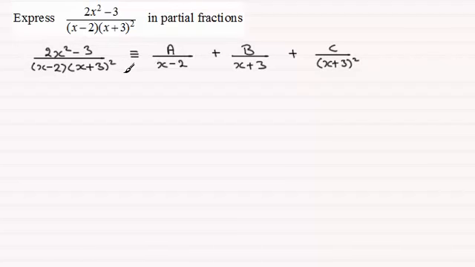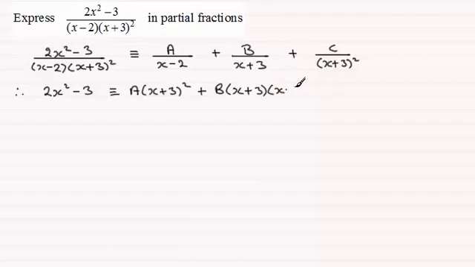And then we multiply throughout by the denominator here, x minus 2 times x plus 3 all squared. So if you multiply the left hand side with this denominator, you're going to be left with 2x squared minus 3. And then this is going to be identical to a times x plus 3 all squared. Then you're going to have, for this term, b times x plus 3 times x minus 2. And for the last term here, it's going to be plus c times x minus 2.